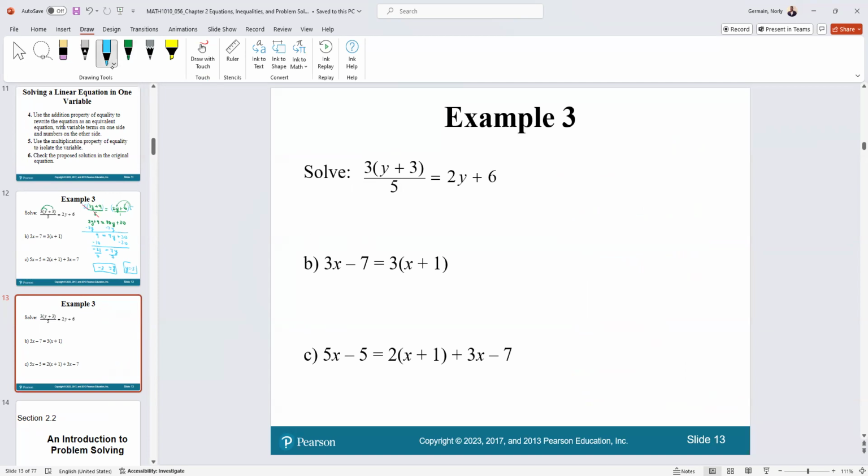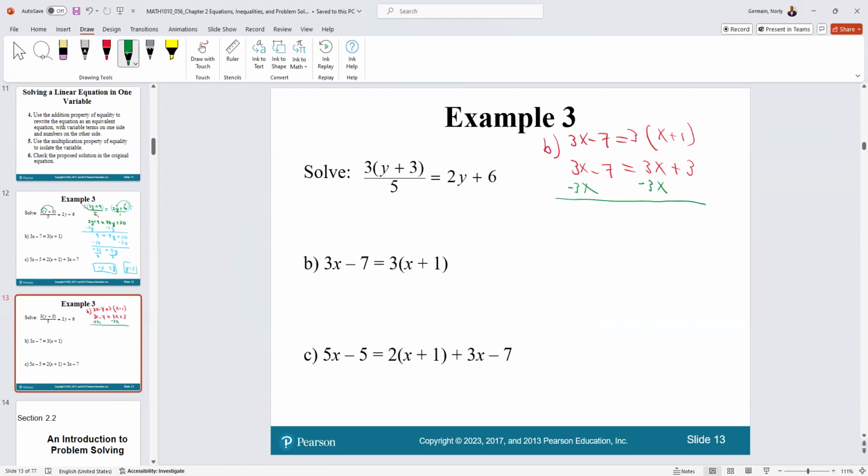To do B, first of all, with the 3x minus 7 equal 3 times x plus 1, what you need to do is distribute the 3, so 3x plus 3. Now look, we must combine like terms. That means isolate the x on one side and the constant term on the other side. So we need to subtract 3x from both sides to bring all your x's on one side.